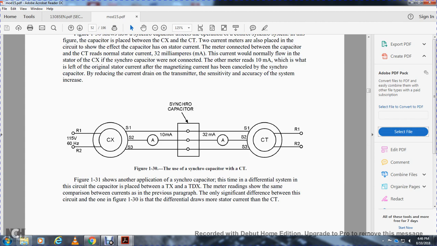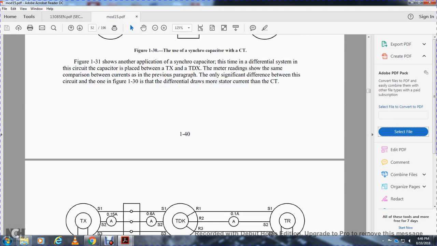Alright, figure 131 shows another application for the synchro capacitor, for the time differential shift of the circuit capacitor, between the torque transmitter and the torque differential transmitter, with the meter reading, in comparison with the previous paragraph. The only significant difference between the circuits is in figure 130, the differential draws more stator current within the control transformer.